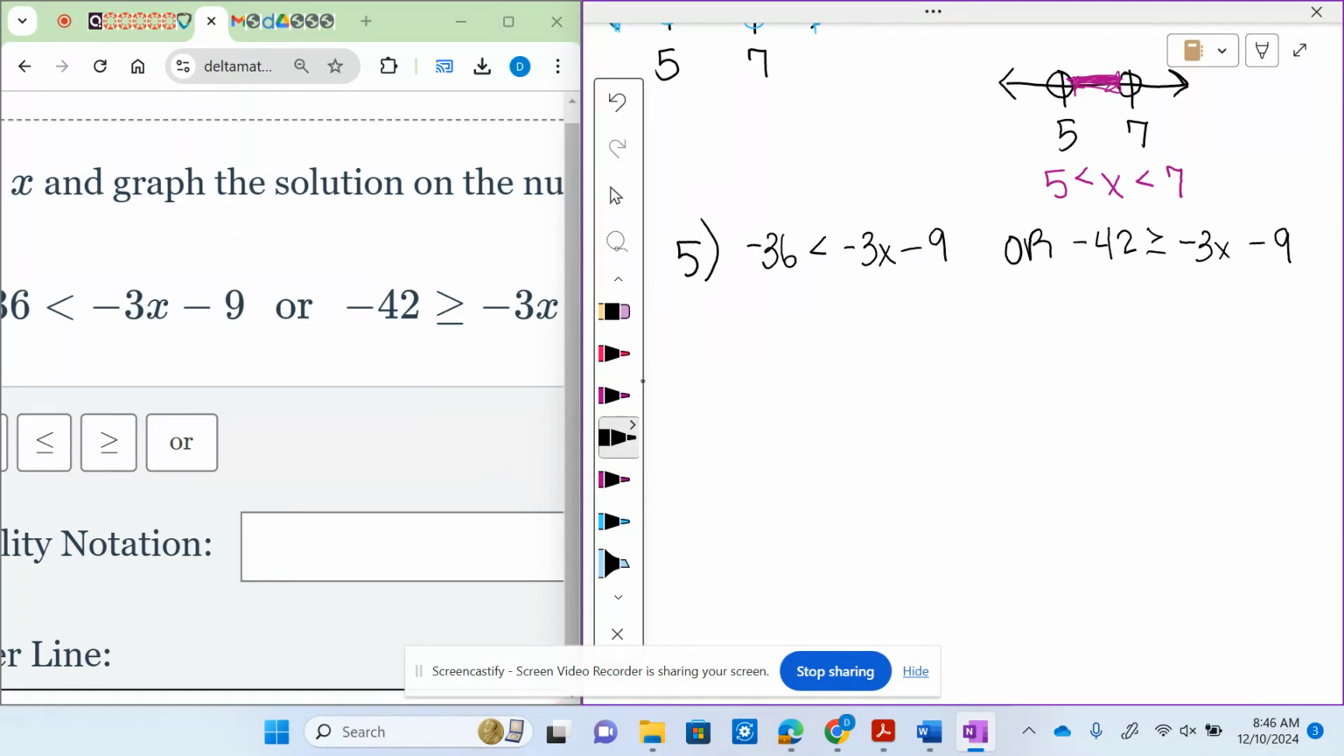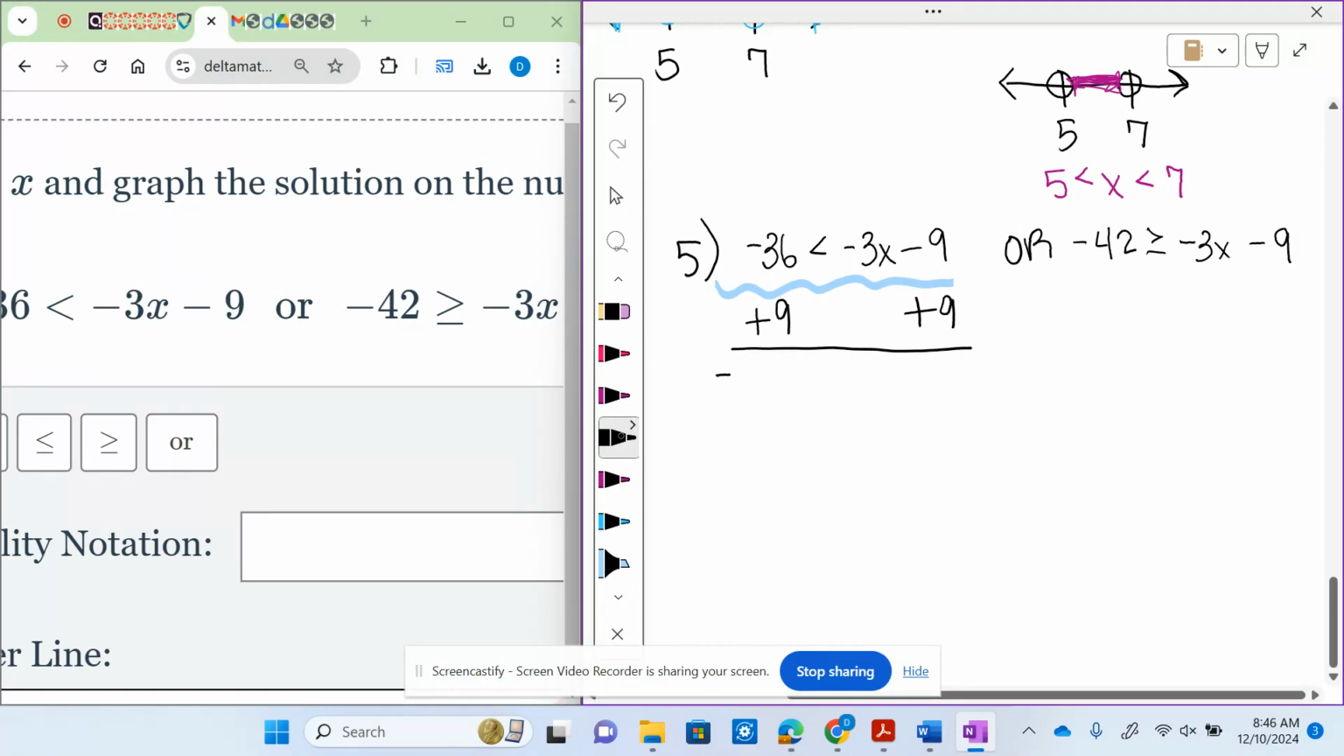We're trying to solve this one right here. What should I do first? Well, I'm going to add 9 to both sides. So when I add 9 to both sides, I have negative 27 is less than negative 3x.